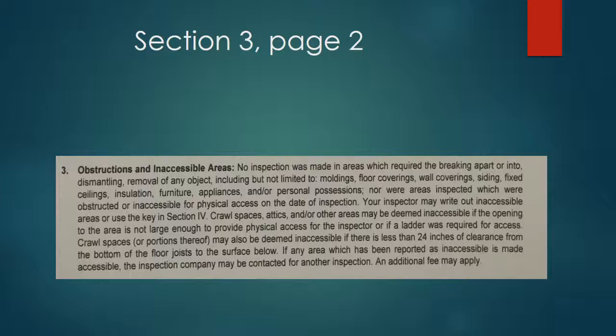It's important to note, too, that if any area reported as inaccessible is made accessible, the company may be contacted for another inspection. An additional fee may apply. Well, I'm charging an additional fee. I don't know about you, but let's say I'm getting $75 on a termite letter. I don't want to have to go back for free because they didn't have the structure prepped for me to do it. So I would definitely go back out and do it. I mean, obviously the letter tells us legally we have to, but I would not be shy at all about charging them again, because that would, to me, be another service call for your company.